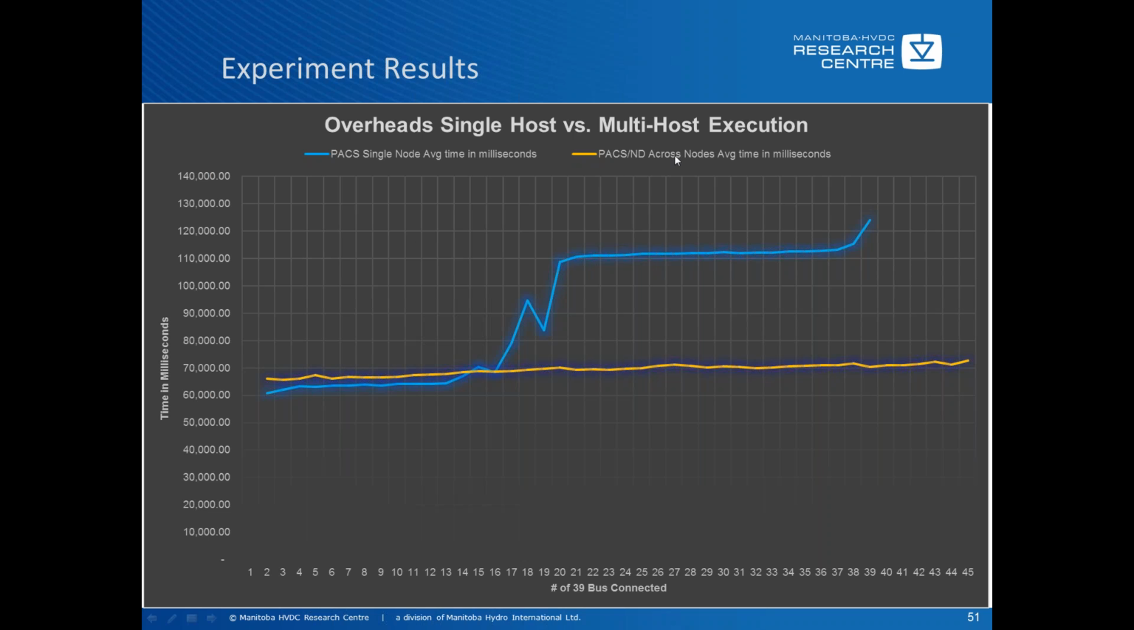Now if we look at the across node, this yellow line here, you can see how beautifully flat and smooth this across node performance is. And that's because we're using InfiniBand, we're using two 40-core machines, and we're loading those machines evenly across. So neither of those machines is exceeding the amount of cores they have available.